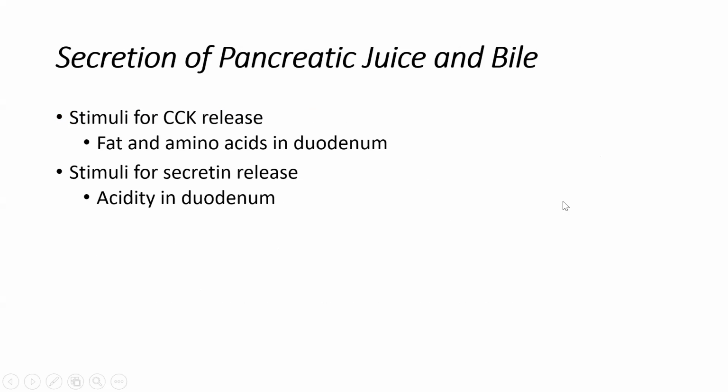Let's look at the stimuli for these two hormones. So the stimuli for CCK is going to be fat and amino acids, whereas the stimuli for secretin is going to be acidity in the duodenum. And remember, CCK is going to elicit the acinar cells. Secretin is going to elicit the duct cells. So the makeup of those secretions are going to be slightly different.